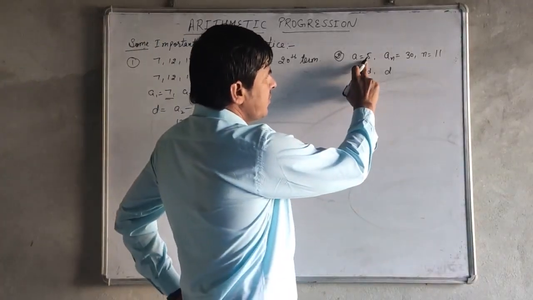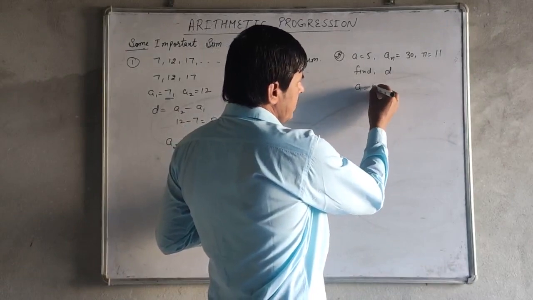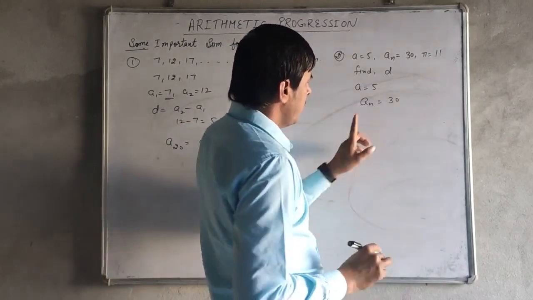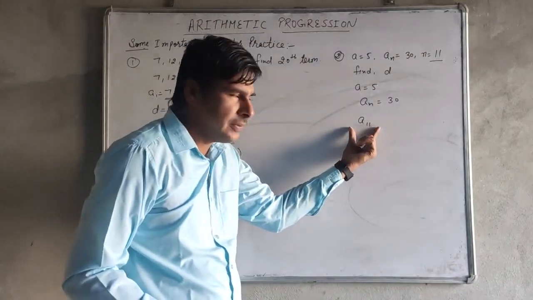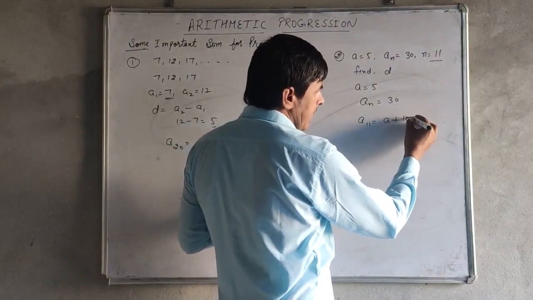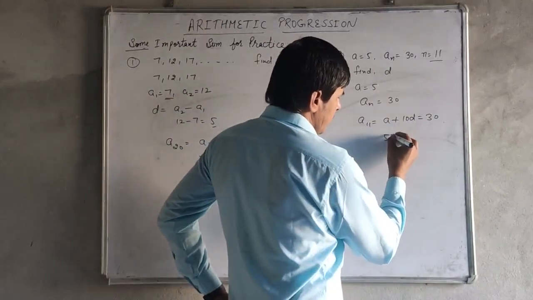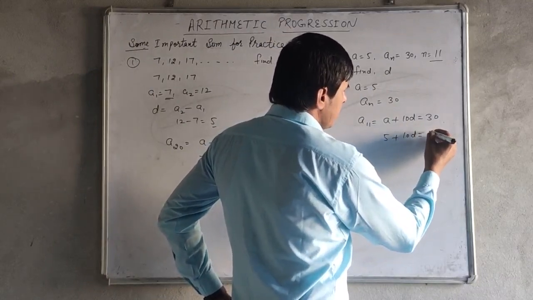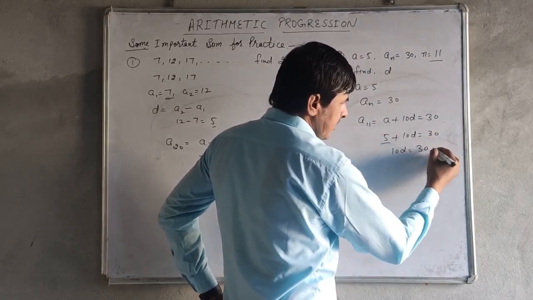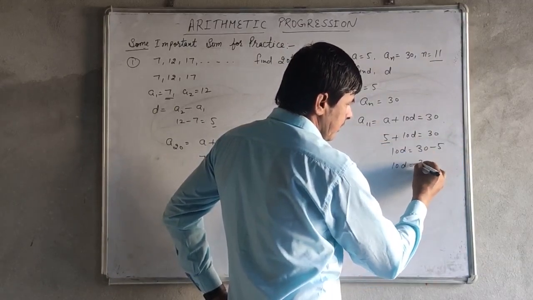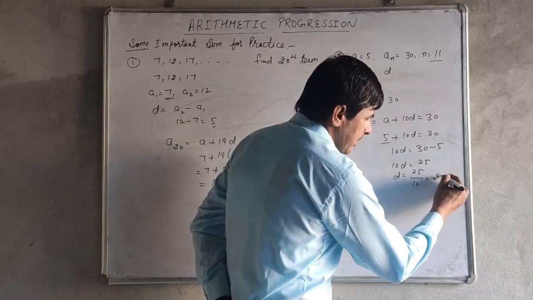In the second example, the first term is 5, the nth term is 30 and n is 11. So we are given a equal to 5 and an equal to 30. What do you mean by an? n is given as 11. Put the value of n. What is the value of a11? a plus 10d equals 30. Put the value of a, then we will find d. 5 plus 10d equals 30. 10d equals 30 minus 5, so 10d equals 25 and d equals 25 divided by 10. The value of d is 2.5.